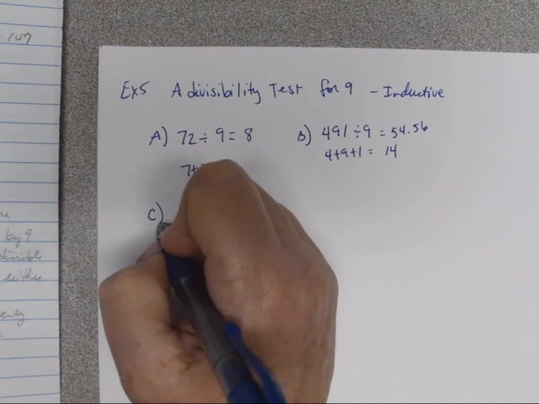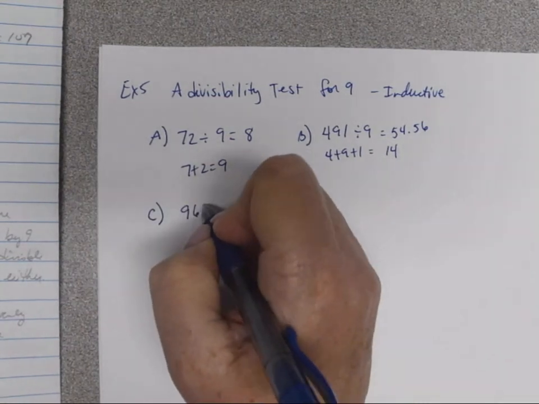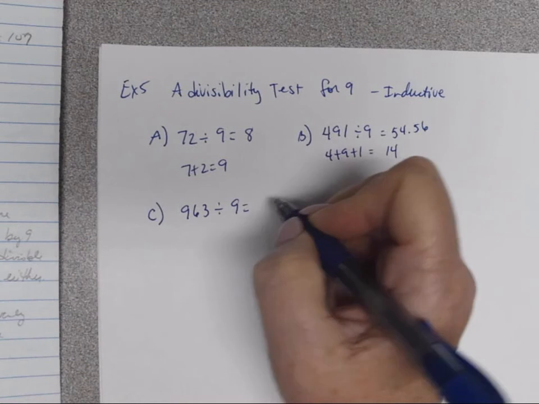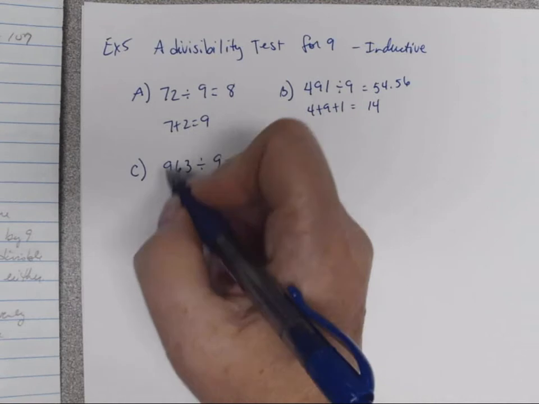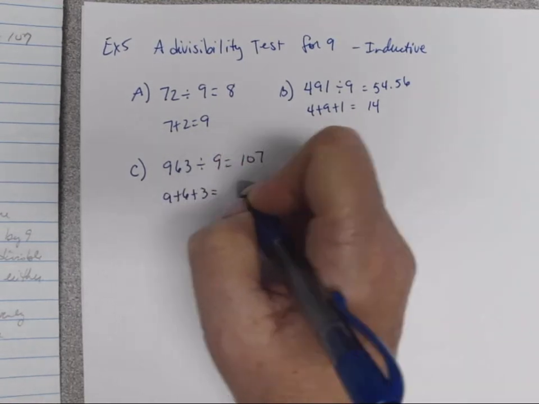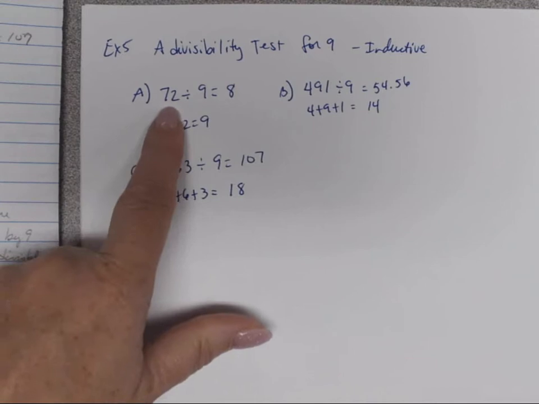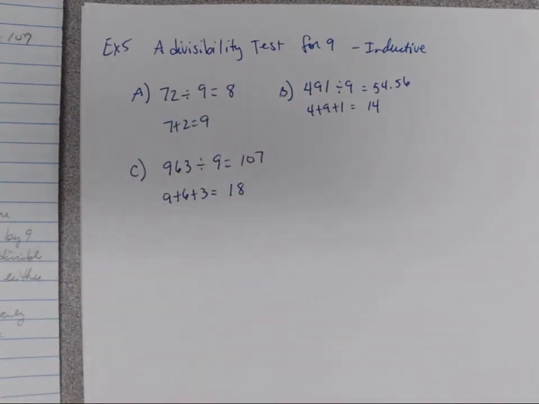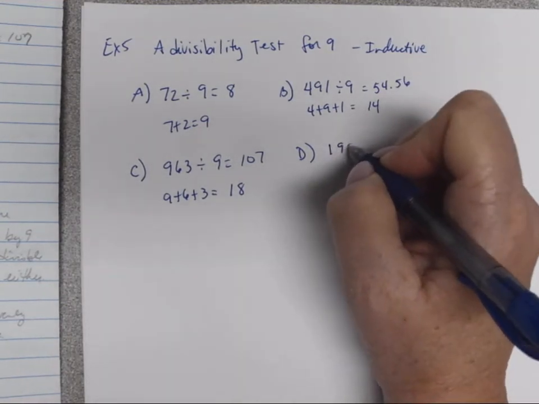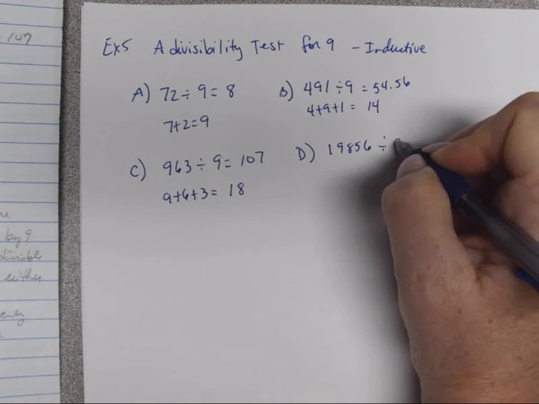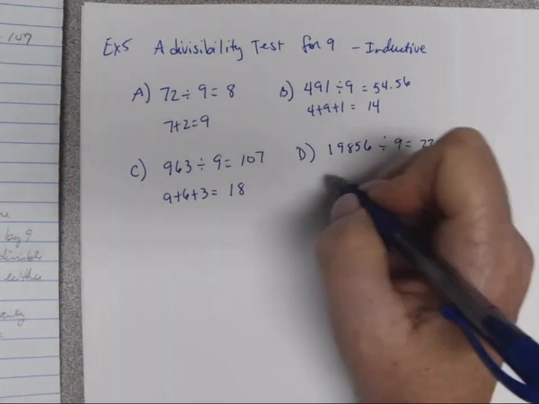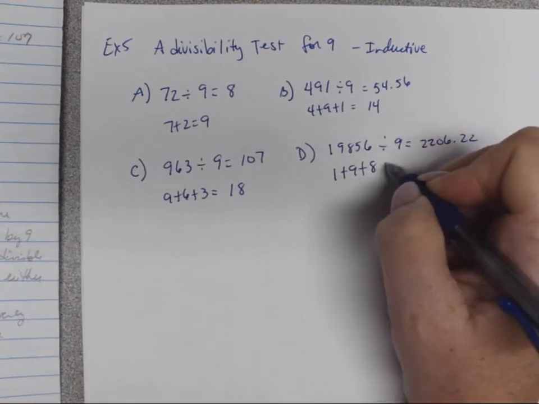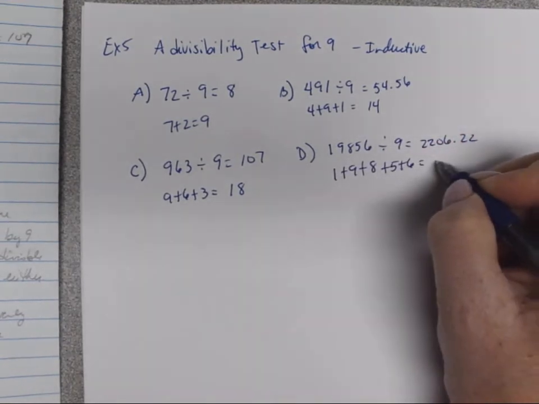All right, part C. If we take 963 divided by 9, we'll get 107. We're using a calculator for that part. So let's take 9 plus 6 plus 3 is equal to 18. So we're taking the number, we're dividing by 9 and adding up the digits. All right, let's look at D. We have 19856 divided by 9. We get 2206.22. We take 1 plus 9 plus 8 plus 5 plus 6 gets us 29.